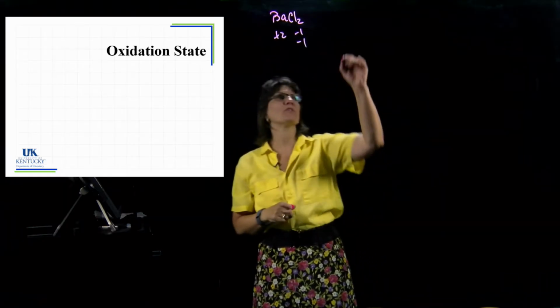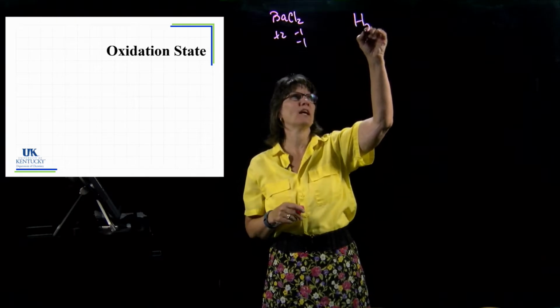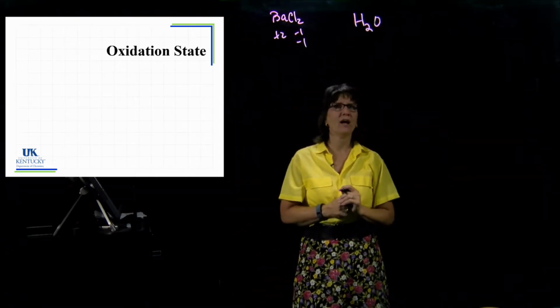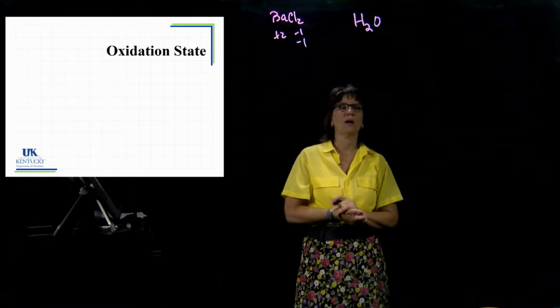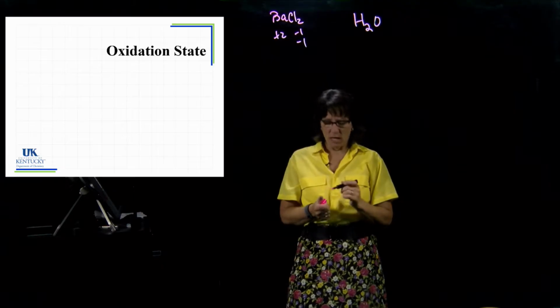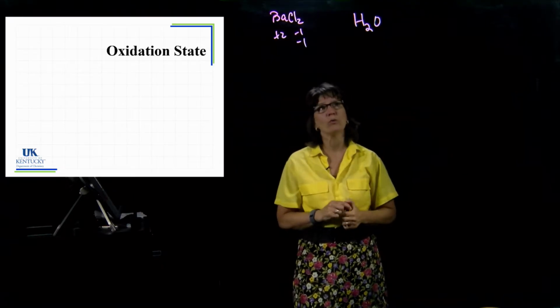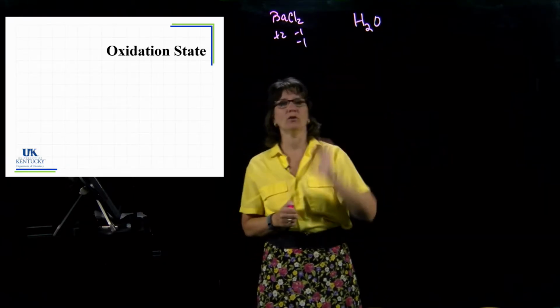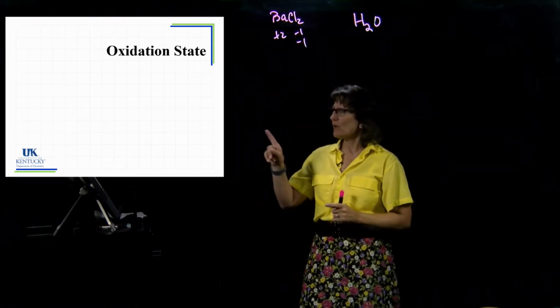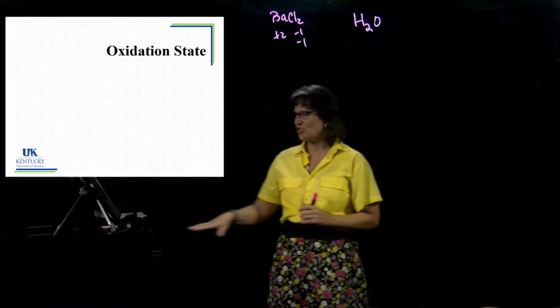I finished the last example in a previous lecture with this example of water. This is not an ionic compound. This is a molecular compound. It does not have charges at all in it. What we can talk about with regard to something that's molecular like this, with substances that don't have charges, is something called an oxidation state.